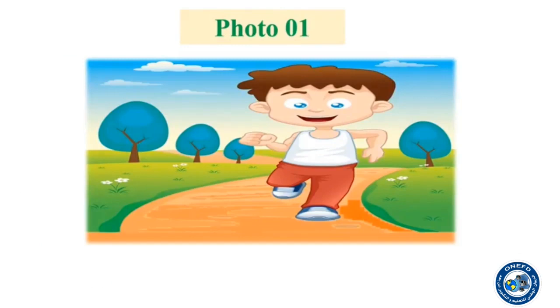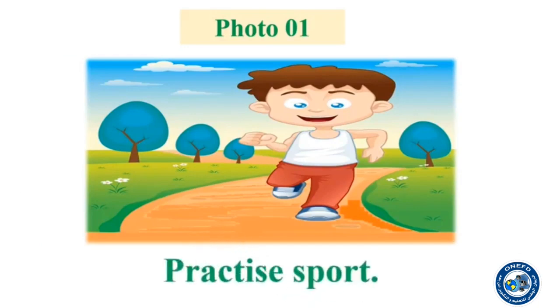Let's go back to photo 1. In photo 1, we have said there is a small boy. He is practicing sport. So we say practice sport. Practicing sport is a good task to do. As you can see, this boy is practicing sport in the open air and he is very happy. So practice sport is an order. It starts with a verb plus the object.